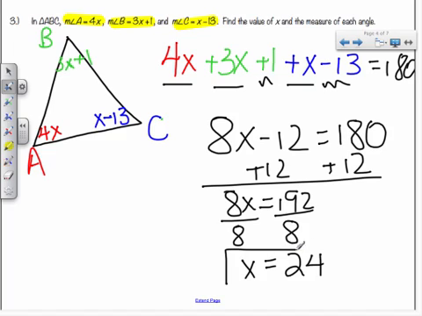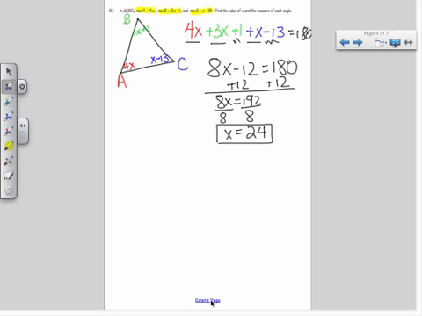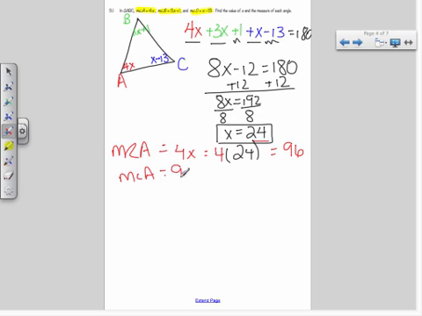Now, that is part of the question because it asked us to find the value of x and the measure of each angle. So I'm not done, but I'm in really good shape right now. All right, so now that I've found the value of x, I need to find the measure of each angle. So what I'm going to do is plug 24 in every time I see an x. So for example, the measure of angle A is equal to 4x. So I'm going to say that it's equal to 4 times 24. All right, and then I'm going to multiply those numbers together, and I end up getting 96. So that means that the measure of angle A equals 96 degrees.